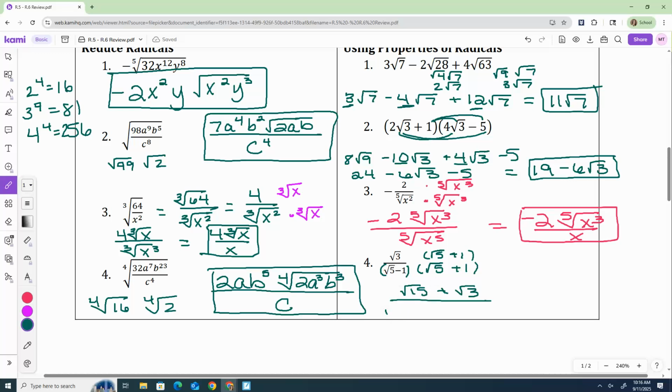Denominator equals, so radical 25 plus radical 5 minus radical 5 minus 1. The reason we do this is that those middle terms always drop out. And what we have is the square root of 25, which is 5 minus 1. So we get radical 15 plus radical 3 over 4.